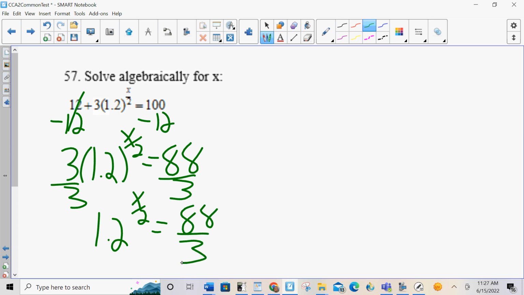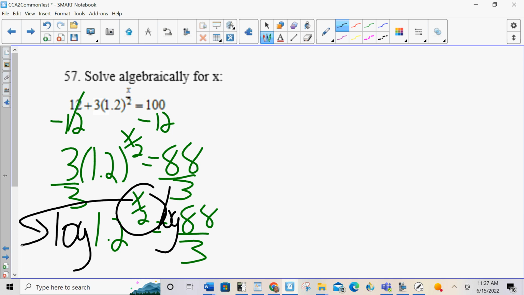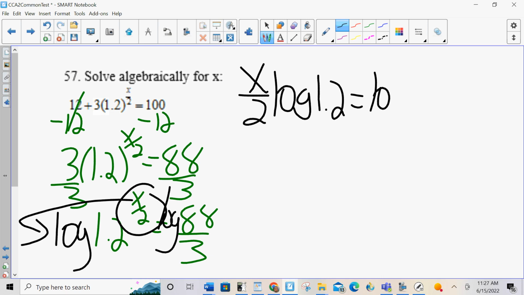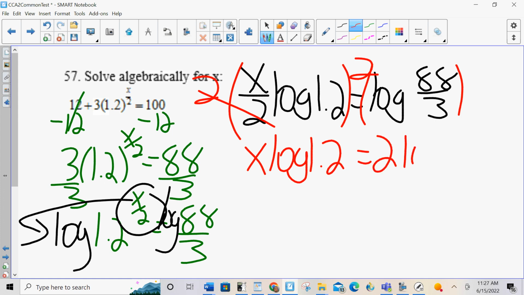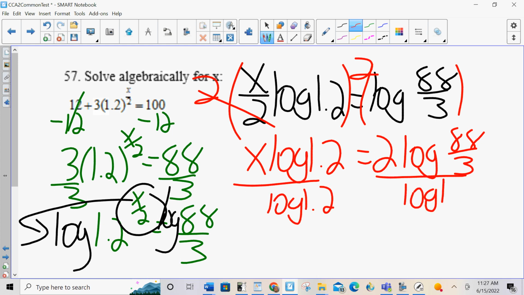To solve variable exponential equations, I do the log of both sides. I'm literally writing log in front of both sides, and the reason I do that is the exponent comes down in front. Now, to deal with this fraction, we just learned how to solve fractional equations. I'm going to multiply by 2. X log 1.2 equals 2 log 88 over 3. Divide by log 1.2. I pop that into the calculator.